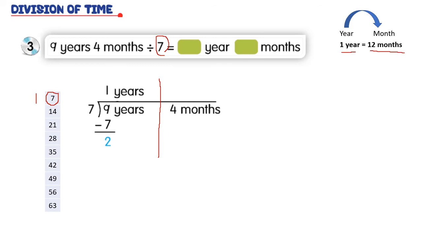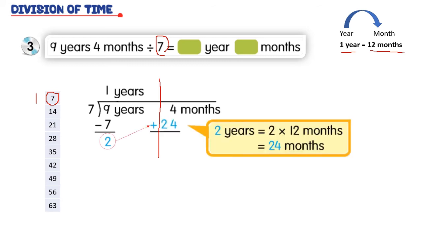So 1 year is equal to 12 months. 2 years is 24 months. So you have to plus 4 and 24. You have to do addition 4 and 24 here. So 24 plus 4 is equal to 28. Only after you find 28, then you can carry your division.